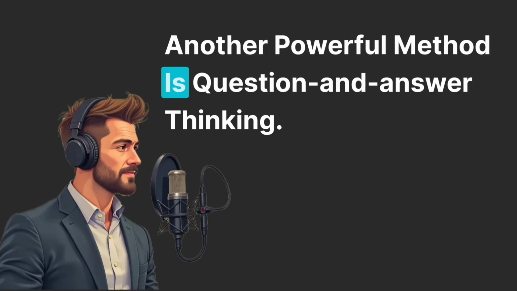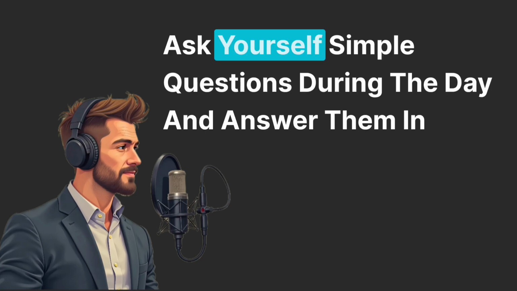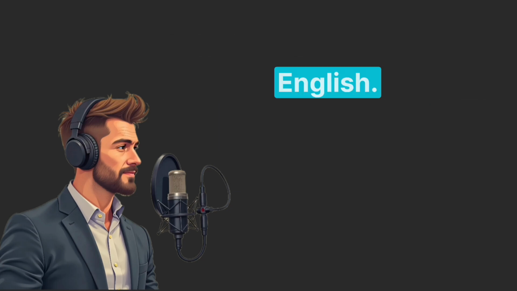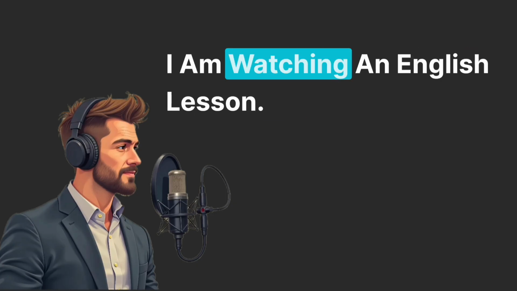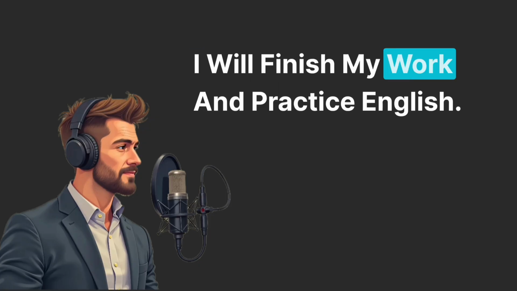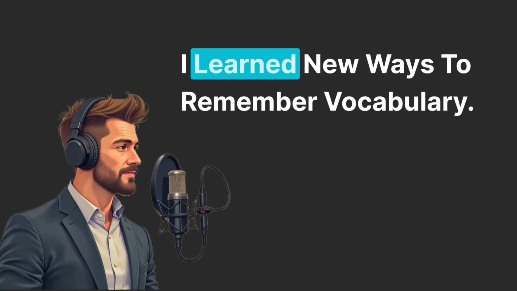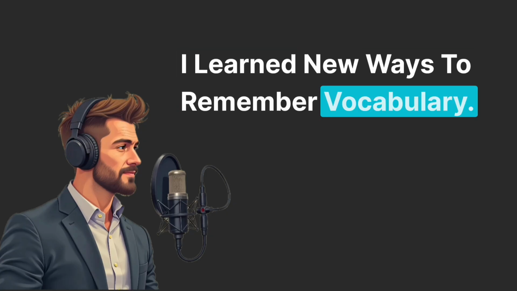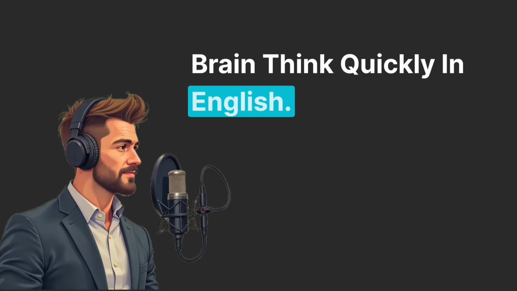Another powerful method is question and answer thinking. Your brain loves asking questions. You can use this natural habit to practice thinking in English. Ask yourself simple questions during the day and answer them in English. For example, what am I doing right now? I am watching an English lesson. What will I do later today? I will finish my work and practice English. What did I learn today? I learned new ways to remember vocabulary. These short question and answer exercises help your brain think quickly in English.